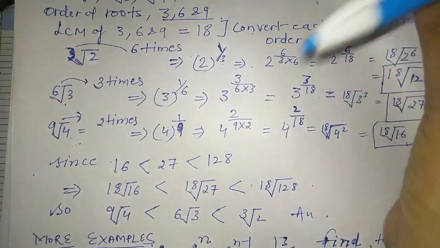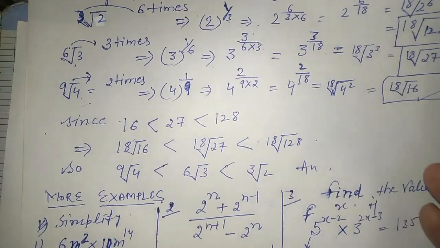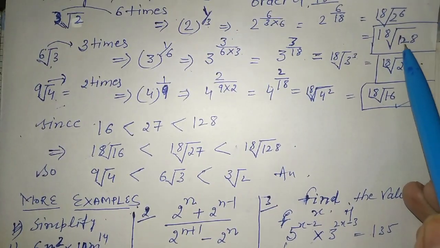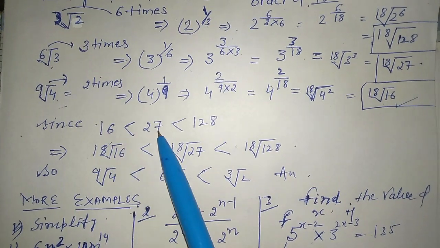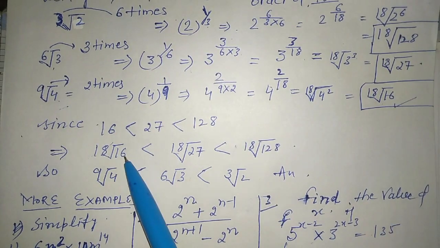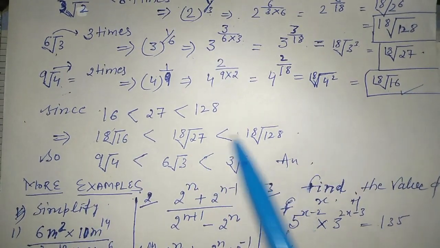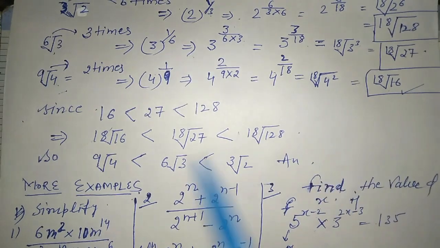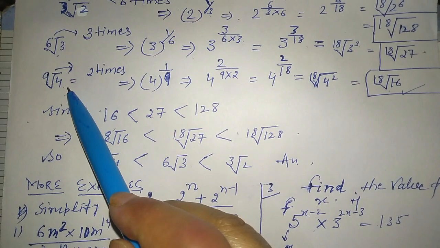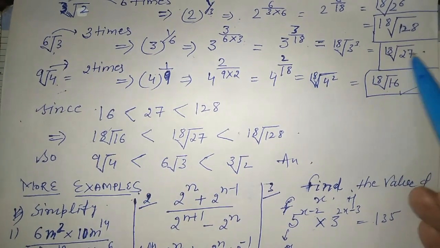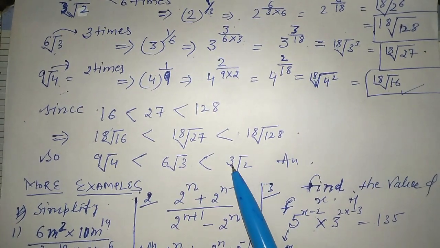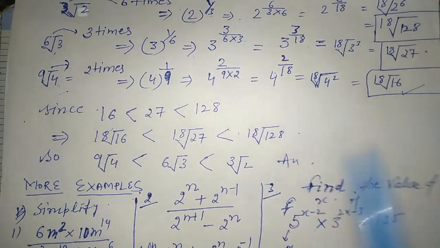Now we will check these numbers which are under the roots: 16, 27 and 128. So 16 is less than 27, which is less than 128. This means the 18th root of 16 is less than the 18th root of 27, which is less than the 18th root of 128. Which number does the 18th root of 16 indicate? The ninth root of 4. The 18th root of 27 indicates the sixth root of 3. And the last number is the cube root of 2. So this is the ascending order.